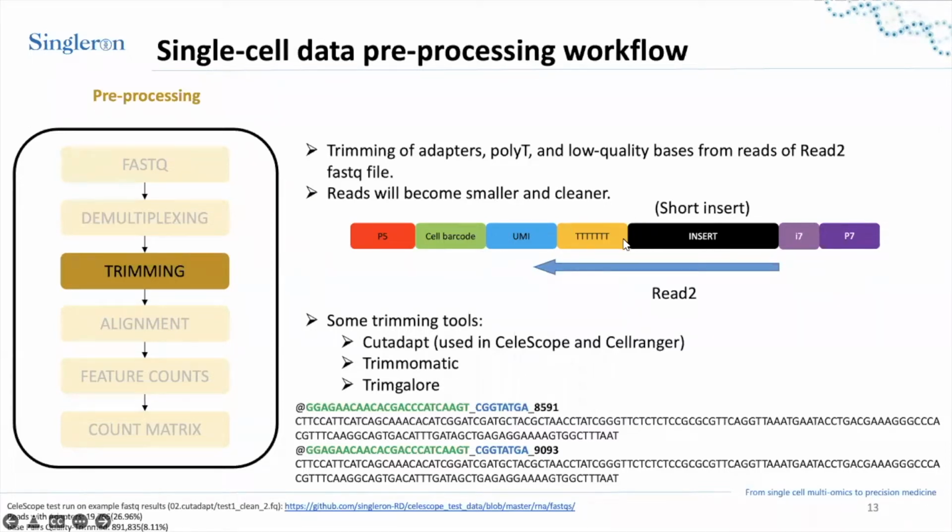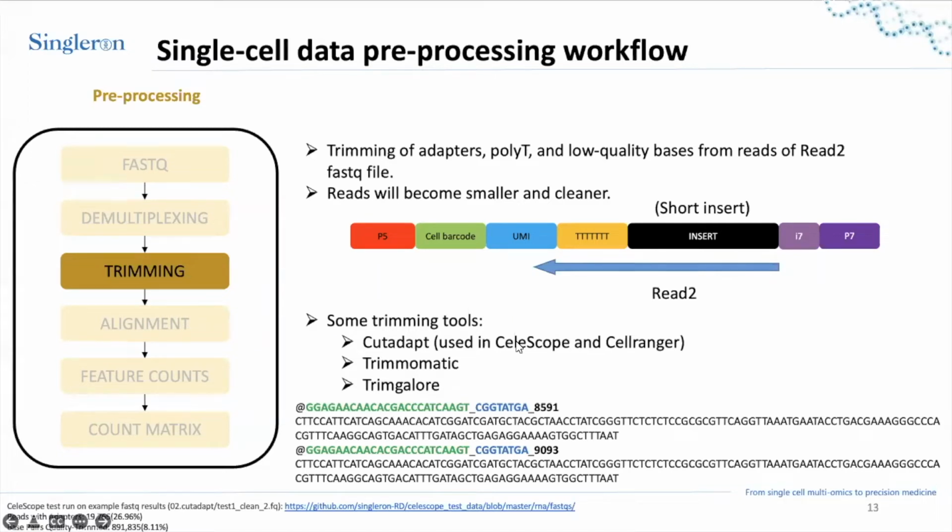Also, a lot of times we will see, following the poly-T tails or sometimes towards the end of the read, that the quality becomes lower. So all of these bases will be trimmed from read 2, so that the reads can be smaller and cleaner, and only the insert read that is truly representative of the genomic sequences remains after the trimming process.